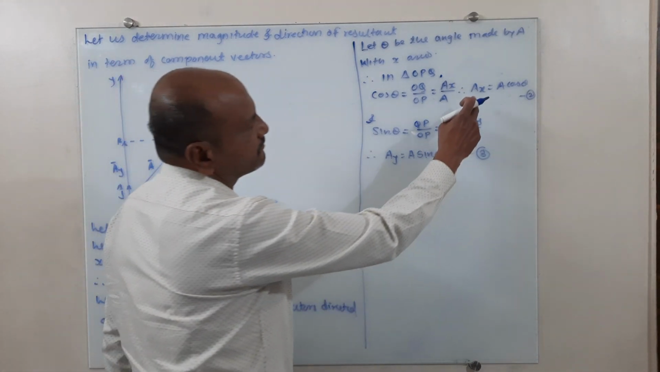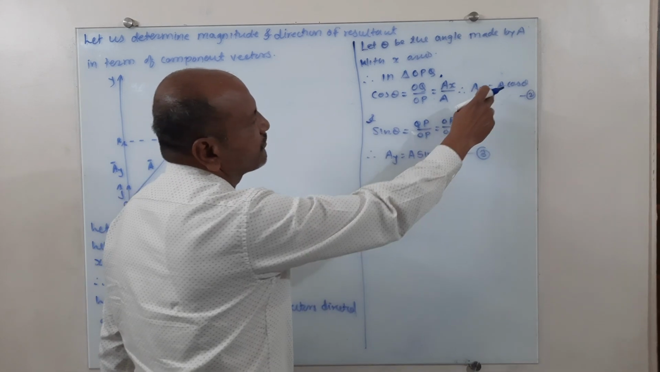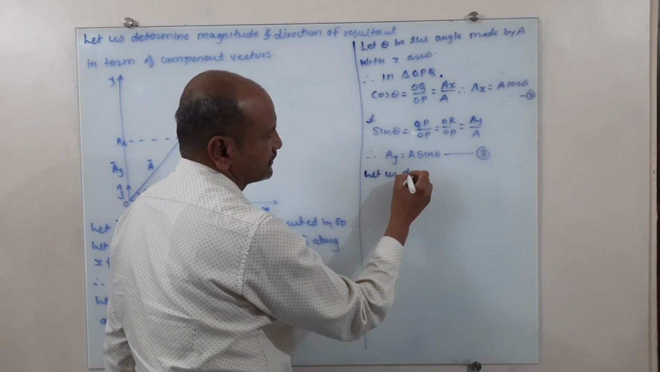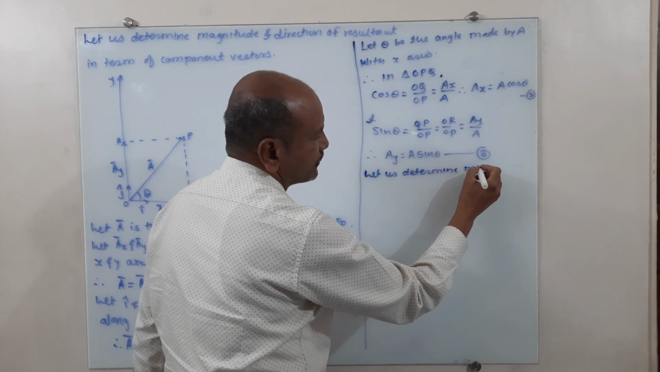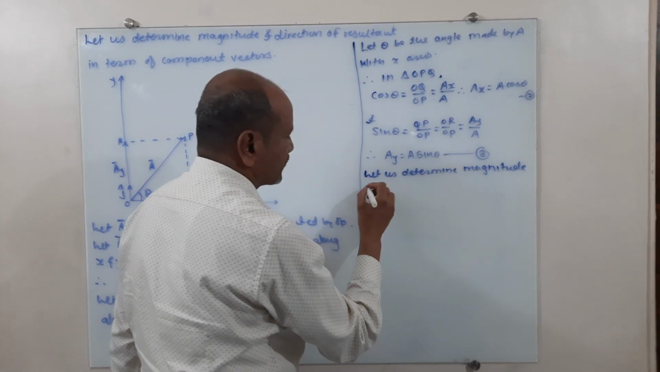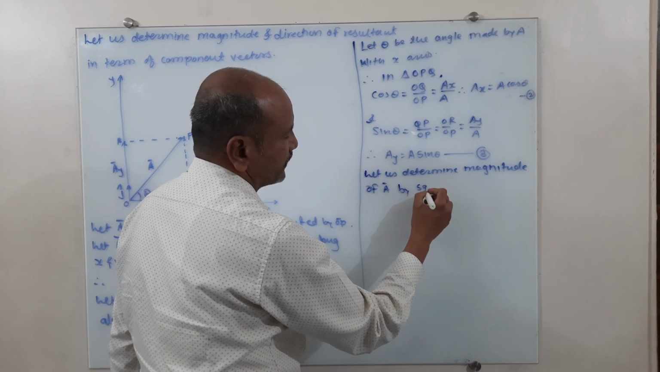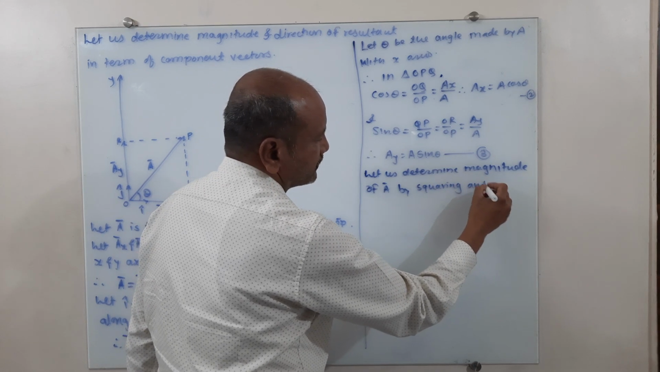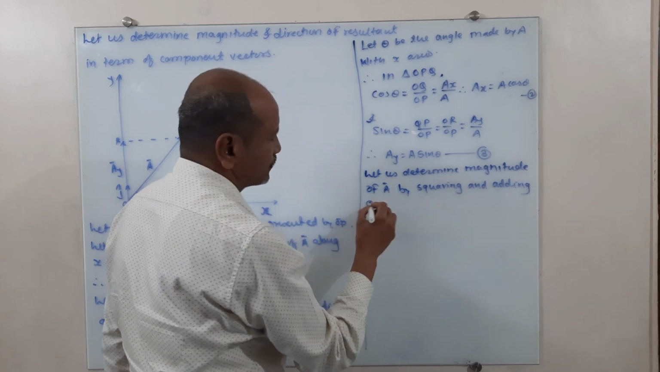Now, squaring and adding equation 2 and 3 and determine the magnitude of A. Let us determine the magnitude of A bar by squaring and adding equation 2 and 3.